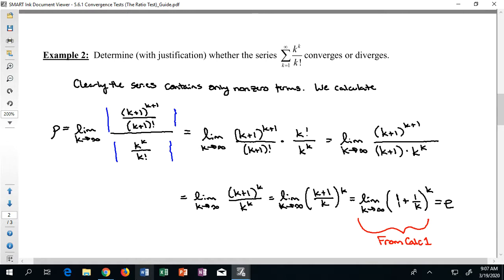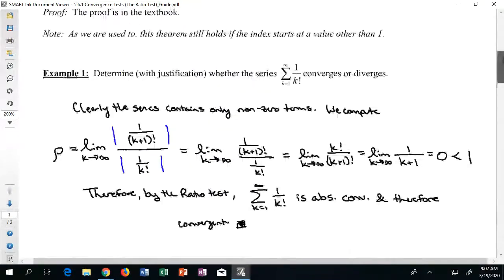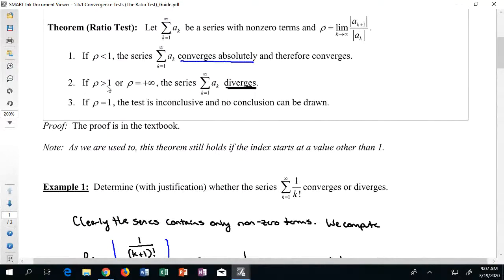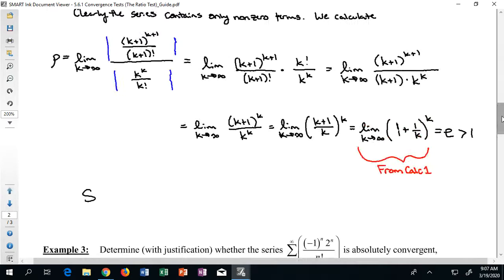Now, of course, I can recognize that I found that rho was equivalent to e. Since e is bigger than 1, I know what I should conclude. If I go back up and look at the ratio test, it says if you get something bigger than 1 for rho, the series just regular old diverges. So, by the ratio test, the series diverges. There we go, argument complete.